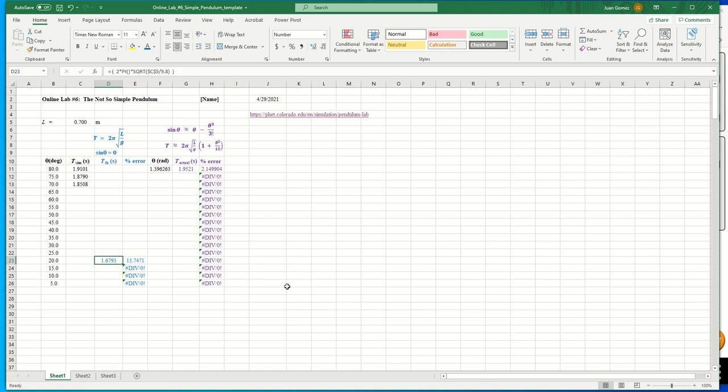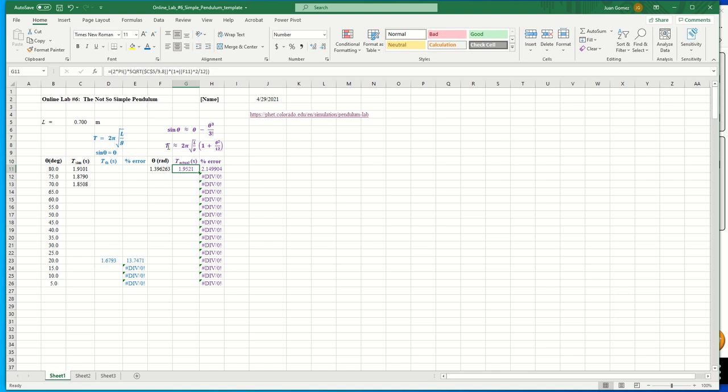Everything should update automatically. Then go ahead and convert theta to radians. Take this formula, copy it down. Then take this formula, copy it down. Percent error should automatically update itself. And again, why we're doing this is we don't want to restrict ourselves to the small angle approximation.